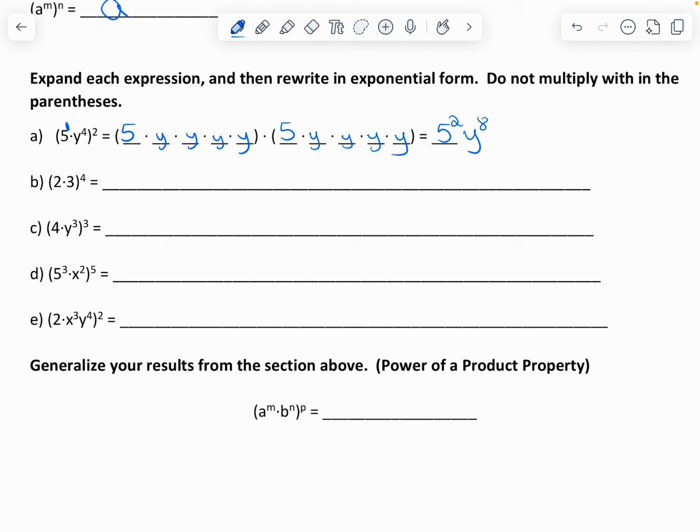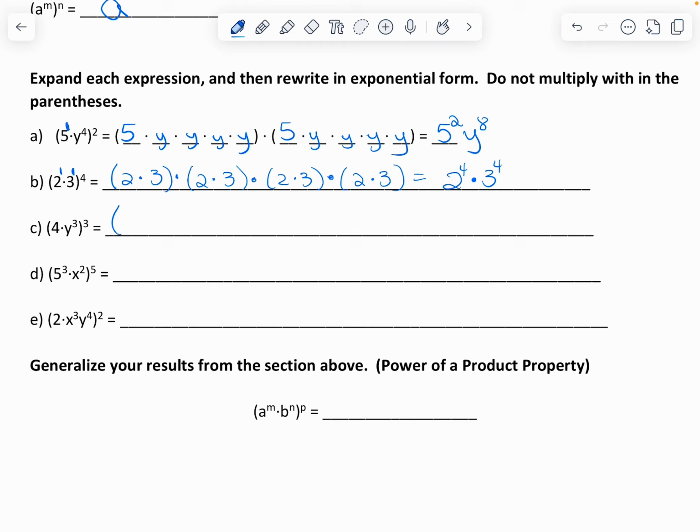So we're going to do the same thing here. Remember, there's an exponent of 1 and an exponent of 1. 2 times 3, and we're going to multiply that out 4 times. There's 2 of them, 3 of them, and last but not least, 4 of them. So how many total 2's do I have? I have 4. How many total 3's do I have? I have 4.